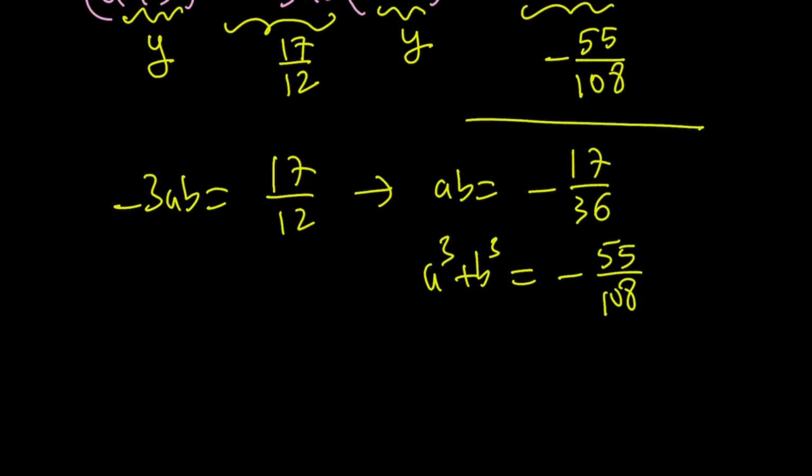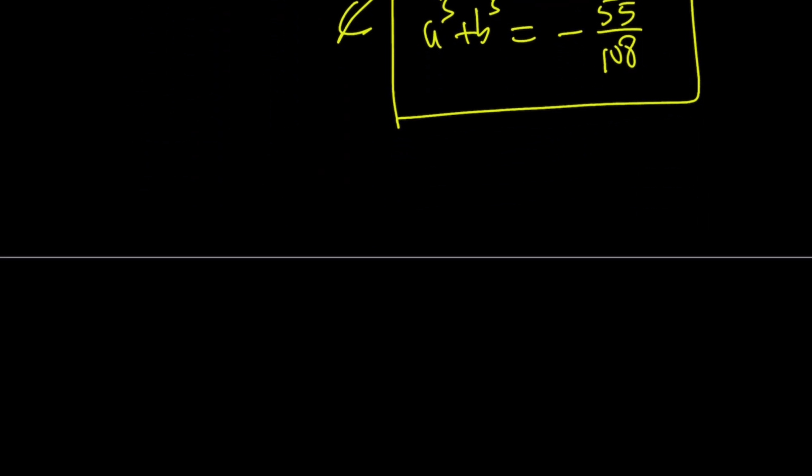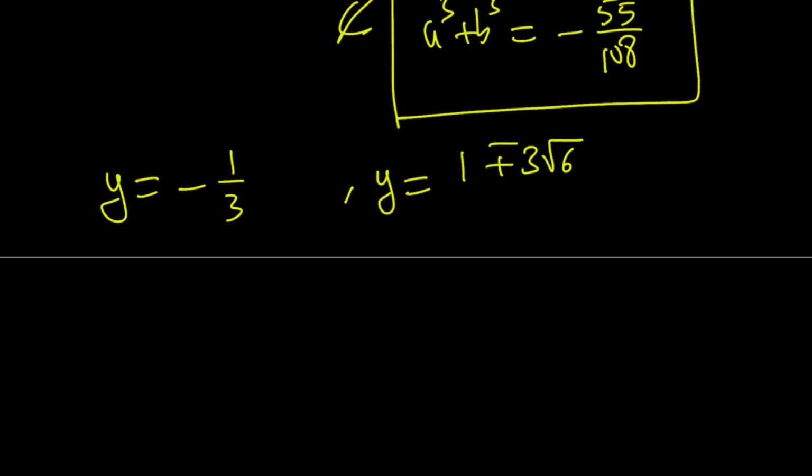This gives us a system. This turns into a quadratic if you cube both sides here and replace b cubed with something in terms of a cubed, and so on and so forth. Again, I'm going to spare you the trouble here and give you the y values that work. From here, you're going to get y equals negative 1/3 and two complex solutions, which are (1 plus or minus 3 times the square root of 6 i) divided by 6. So those are going to be the y values.